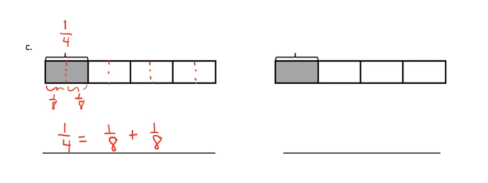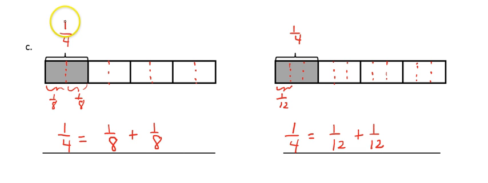Over here, I also start with 1/4. This time I'm going to divide each piece into 3 sections. That means that each piece has to be 1/12. There are 12 pieces in all that make up the whole, and then 3 of those pieces are shaded, which tells me that 1/4 is equal to 1/12 plus 1/12 plus 1/12.